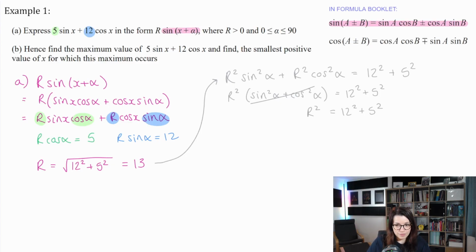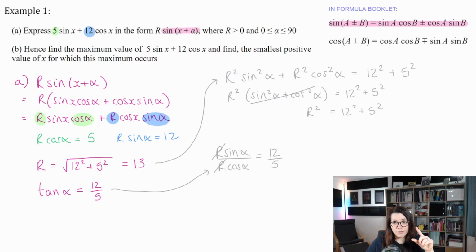In order to find alpha, the shortcut is to say that tan alpha is in fact 12 over 5. Again, I'm going to show you where we get that from. That's literally just from dividing r sine alpha by r cos alpha. The r's cancel out, and then sine alpha over cos alpha is tan alpha. Easy. Here you can find alpha, just doing inverse tan.